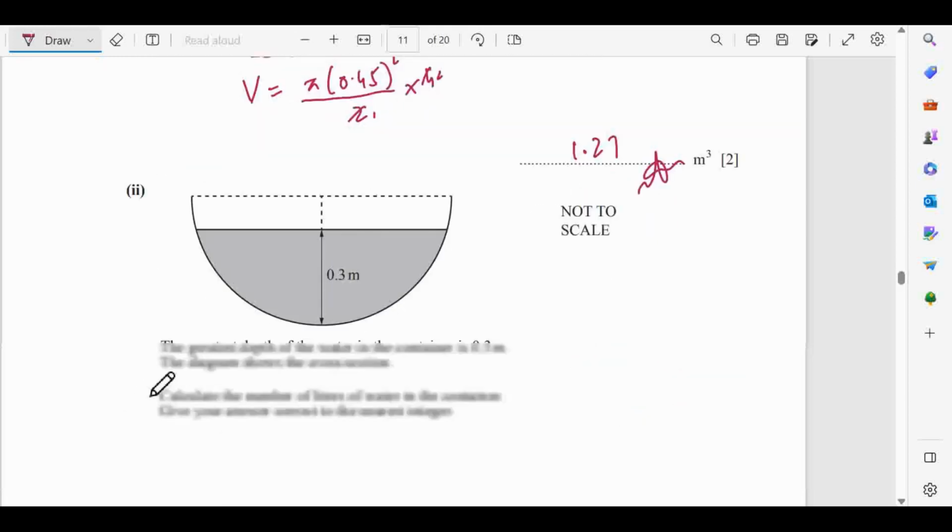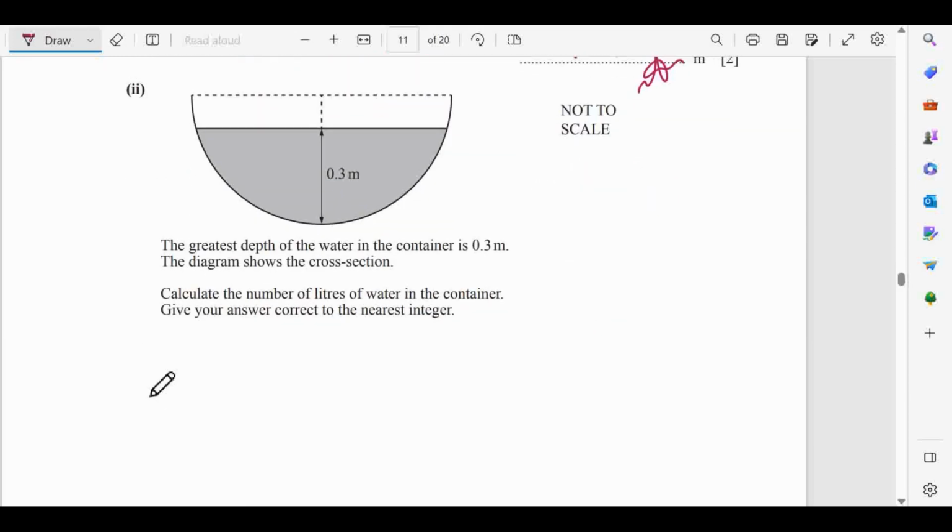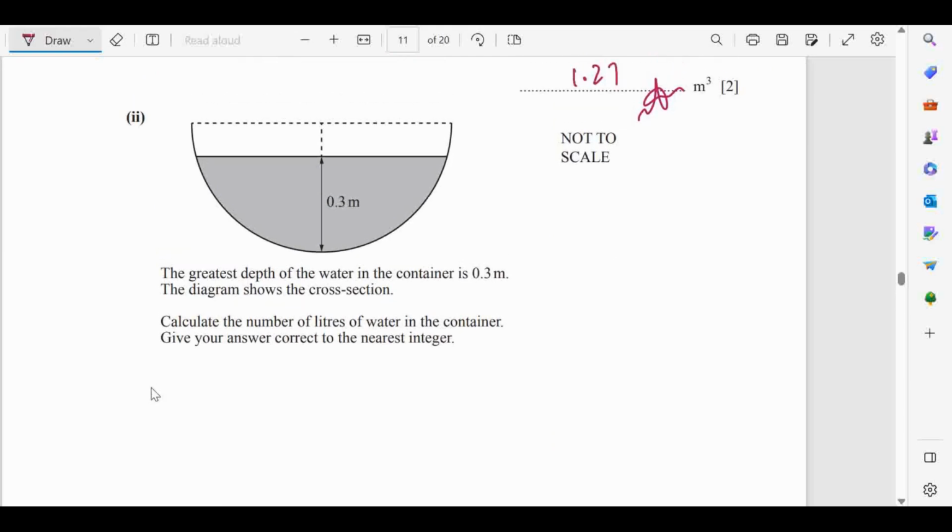Let's move to the next question. Question number 2. This is the second part. Now the greatest depth of the water in the container is 0.3 meters. The diagram shows the cross section. Calculate the number of liters. Number of liters means that we need to convert meter into liters. Water in the container. Give your answer correct to the nearest integer.